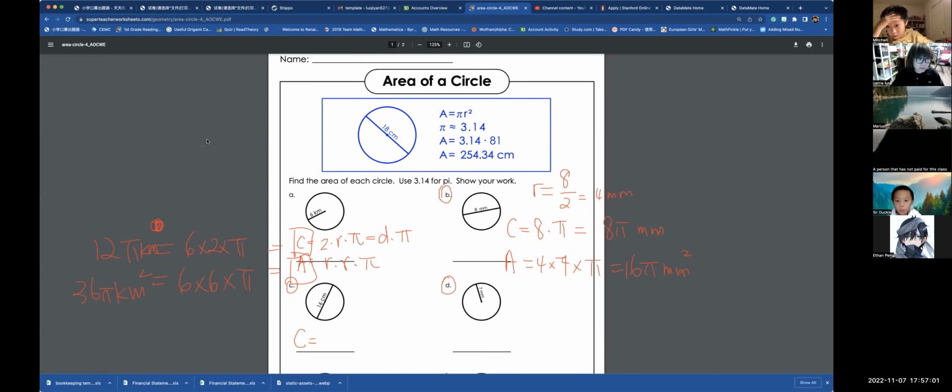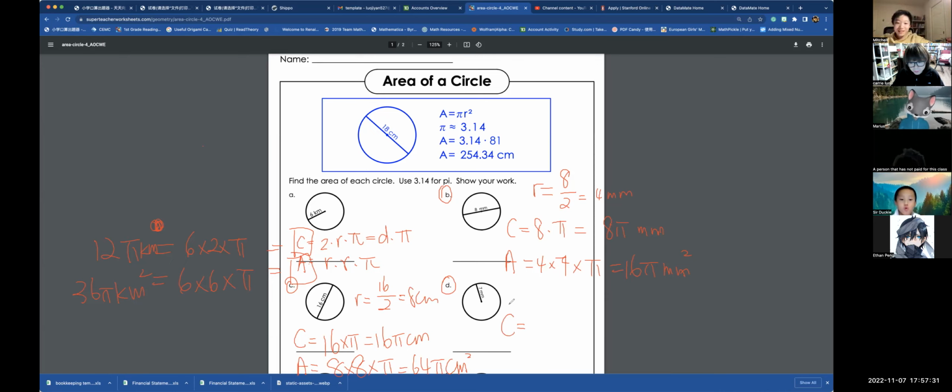Okay, so now let's take a look at this one. The first one is very easy because the diameter is already given. So 16 times pi equals 16 pi centimeters. And area equals 8 times 8 times pi, because you need to first calculate the radius first. It equals 64 pi centimeters square. Yes, I got the second one correct.